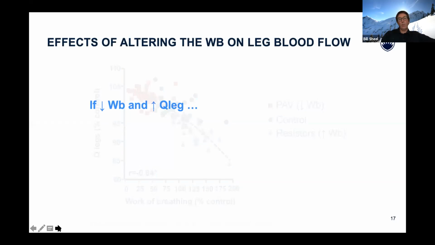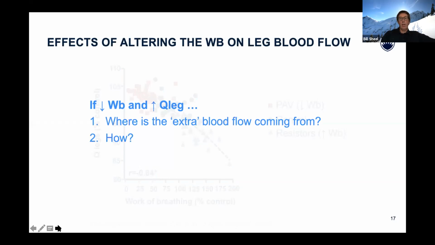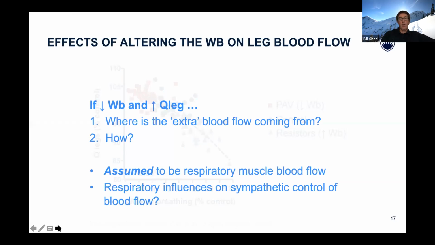So if the work of breathing is decreased with the ventilator and leg blood flow is increased, where's that extra blood flow coming from? And how is it happening? So to this point, we've assumed that it was respiratory muscle blood flow, but it didn't need to be. What are the respiratory influences on sympathetic control of blood flow? I showed you the other example under very narrow lab-based conditions, isolated respiratory work. Is that present during conditions of dynamic exercise?